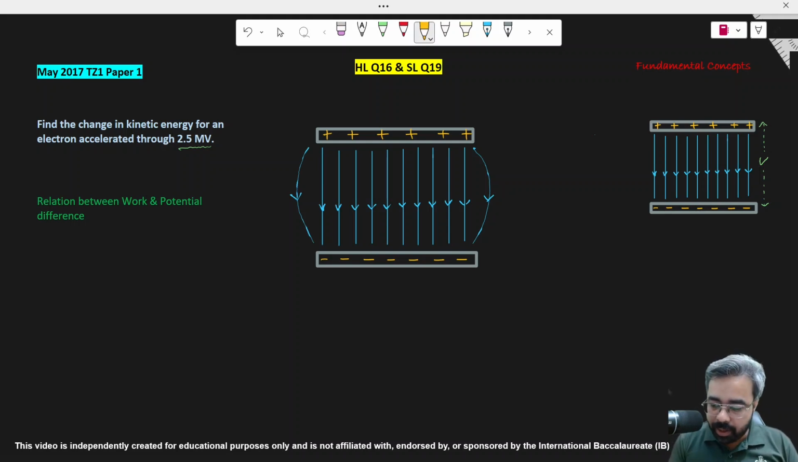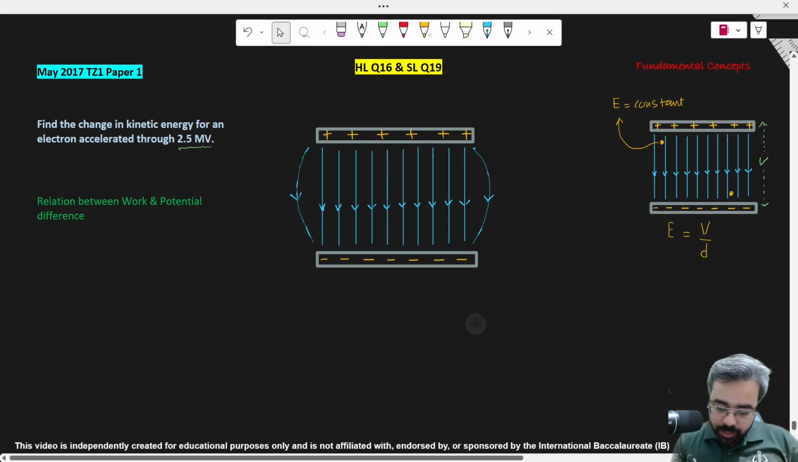What does that mean? It means that if you take any point in this vicinity, in this space, at that point the electric field will remain constant, and that will be uniform throughout. At that point also, the electric field will be the same. And if you want to find out the electric field strength, you can simply divide the potential difference by the distance between the plates.